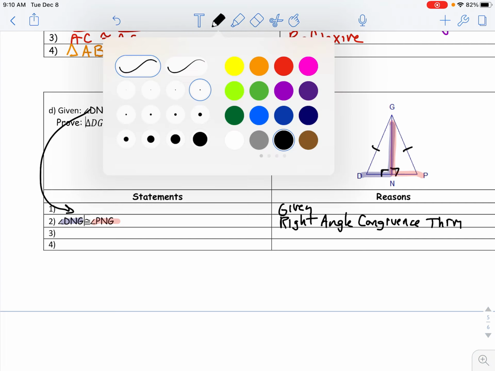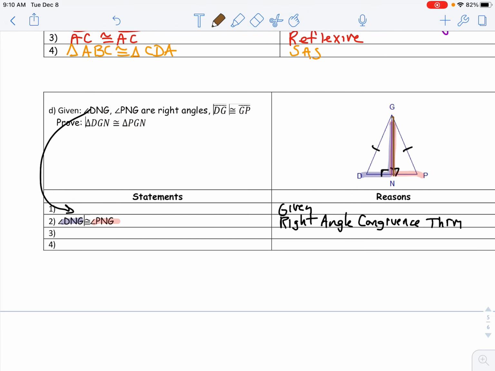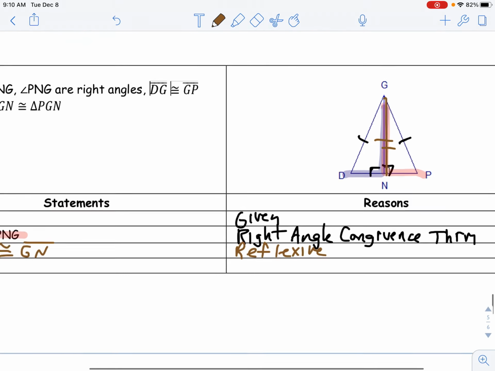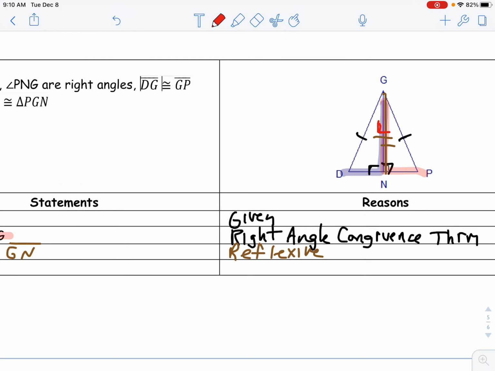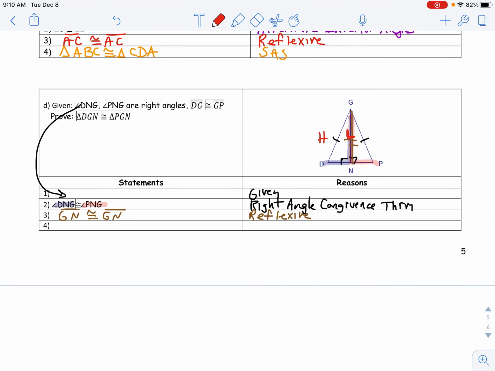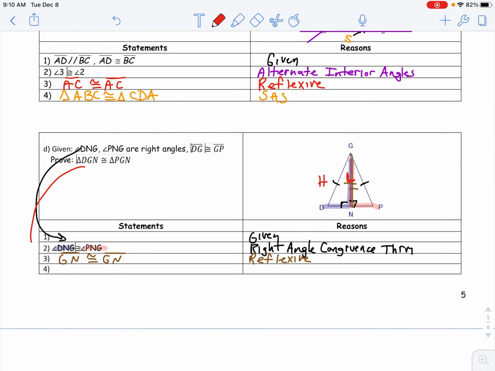Why? Because we also, again, have a shared side, GN. GN is congruent to GN. Reflexive property. All right, so what do we got going on right here? We got right triangles. The shared side was a leg. This was the hypotenuse of the right triangle. So I can say that the triangles are congruent, so we're going to be lazy and just put an arrow right there, by HL. And we are done.